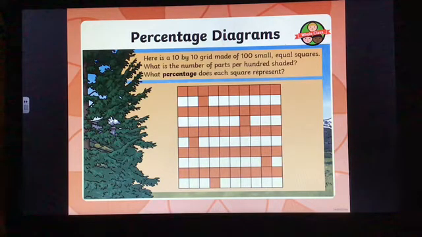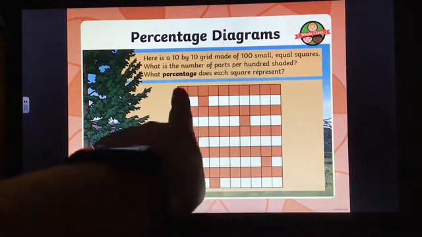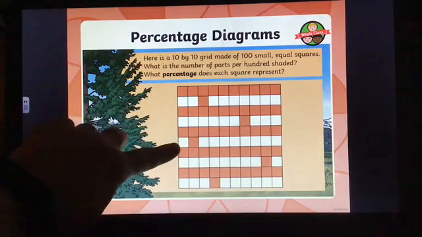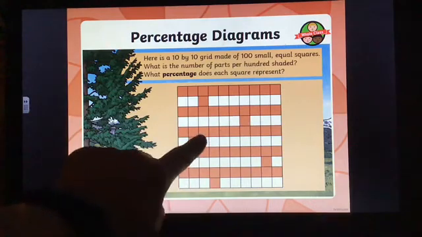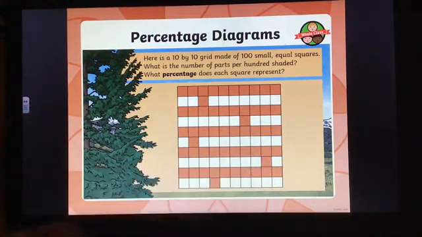And finally, a trickier diagram to shade in. We can count the number of complete rows that are filled in because we know that there are 10 on each row. So there's 1, 2, 3, 4, 5 rows filled in. So that's 50, 51, 52, 53, 54, 55. So 55 squares are shaded in, 55 out of 100, which equals 55%.